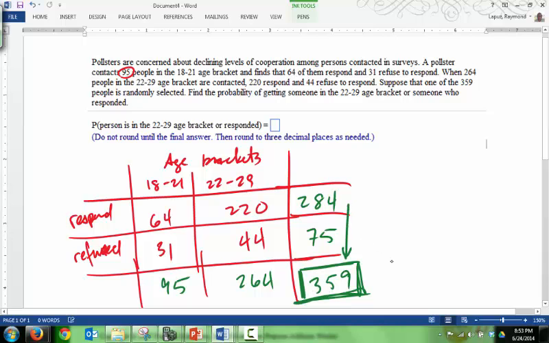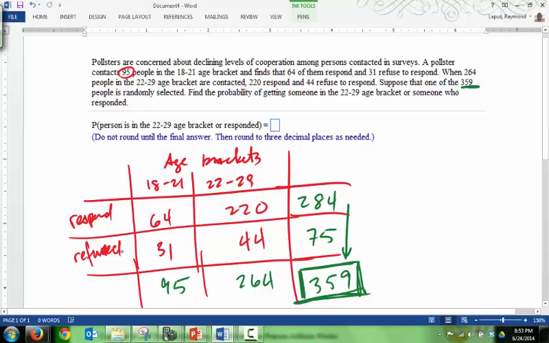Just add, and if you can double check, if you add these things, it should also be equal to 359. Pardon me? Oh, yeah, right here. Okay, good.